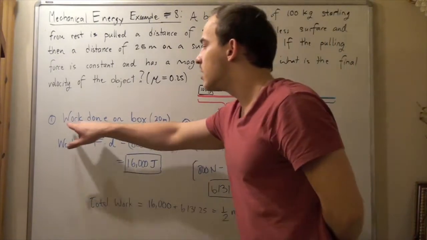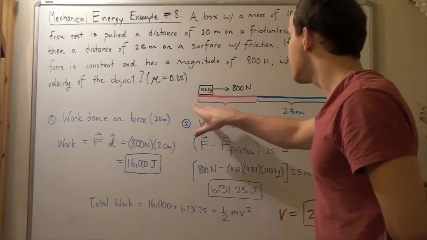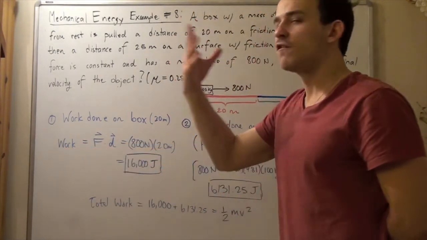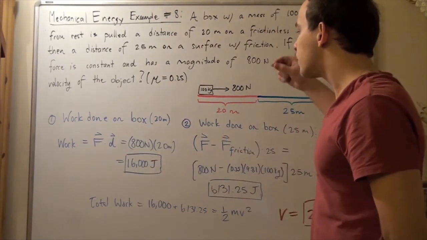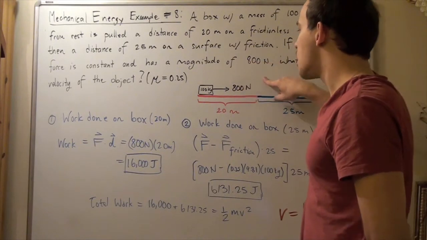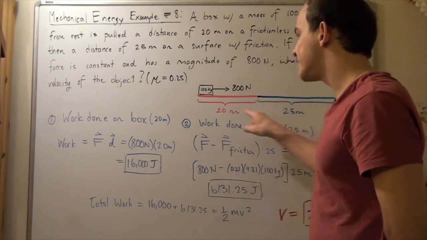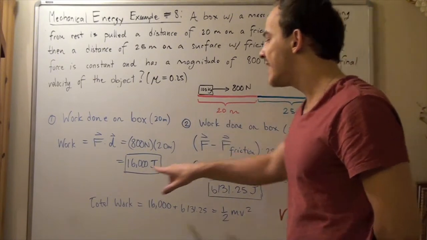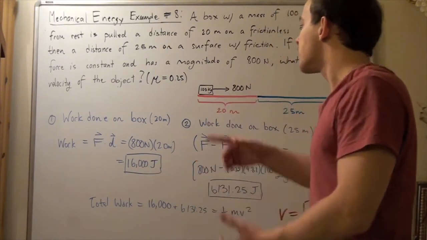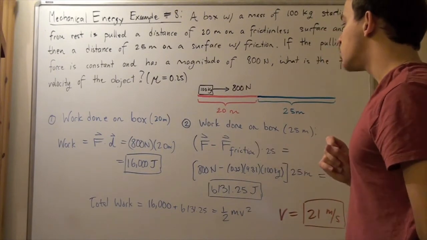We want to find the work done on the box by that outside force on the first 20 meters. So we use our formula: work equals force times distance. Our force, which was constant and had a magnitude of 800 newtons, multiplied by our displacement of 20 meters, or distance in this case. And we simply get 16,000 joules. That's how much energy was transferred by the force into our box. So let's go to step 2.